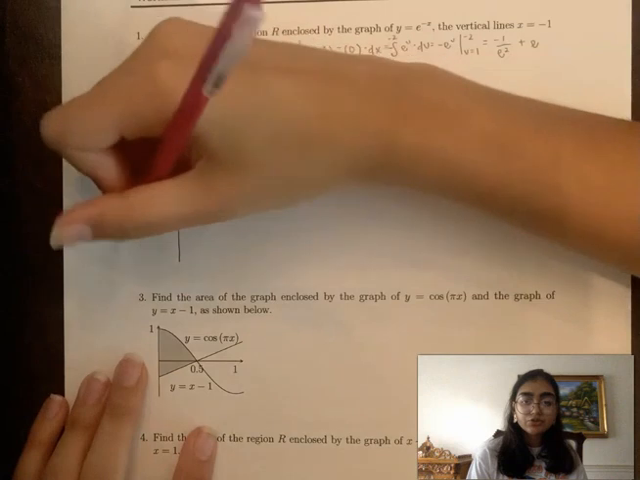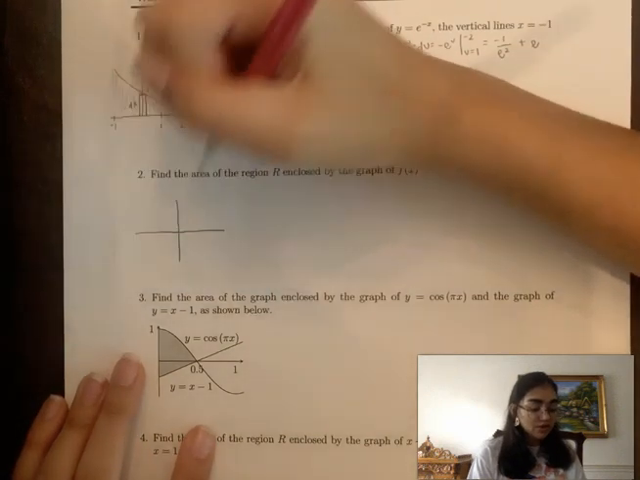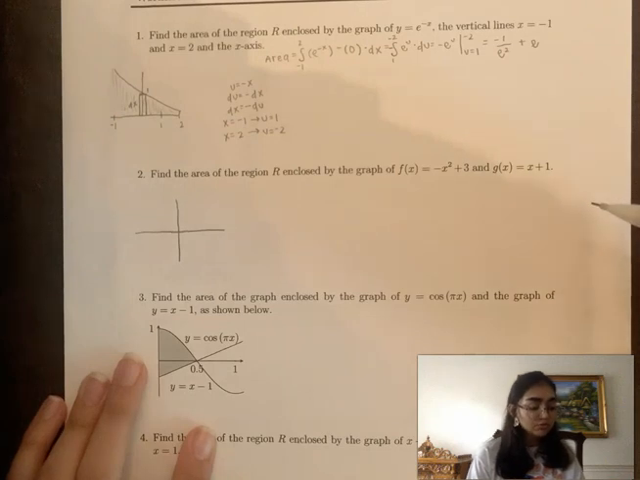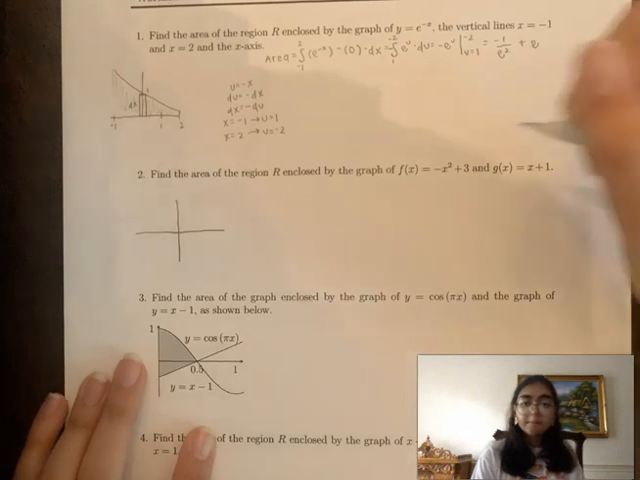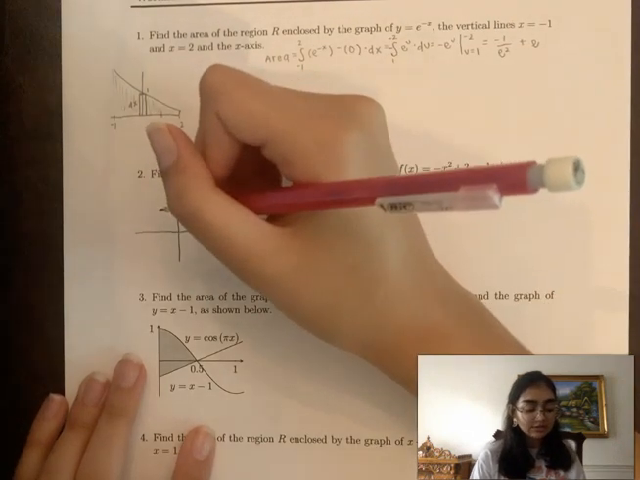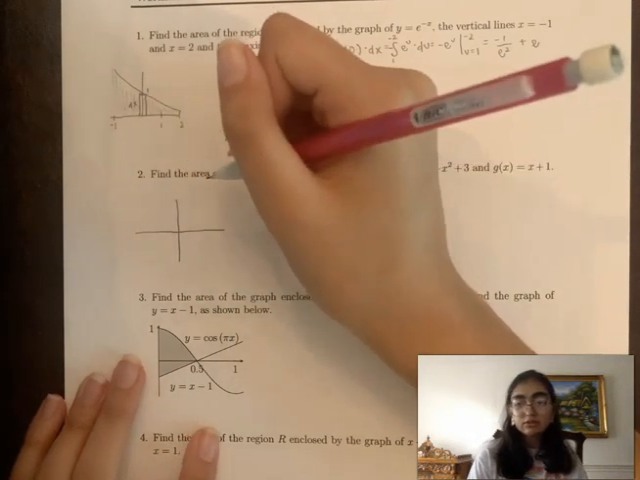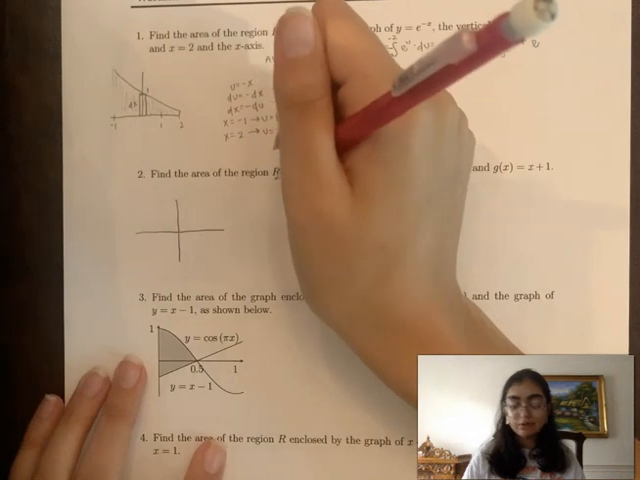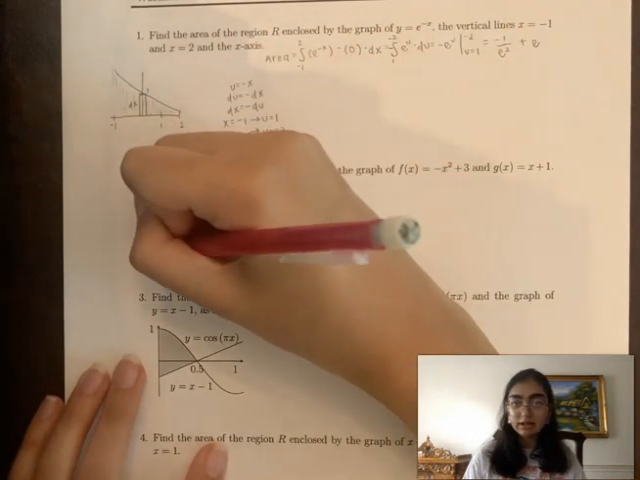So again, we're going to draw a graph since it isn't provided to us. Again, the graphs aren't super important. You really just need to identify which is the top function and which is the bottom function. If you flip the functions by accident, you will get a negative answer. So you just need to negate your answer to get the positive version of that answer, because area always has to be positive. We're not finding negative areas.